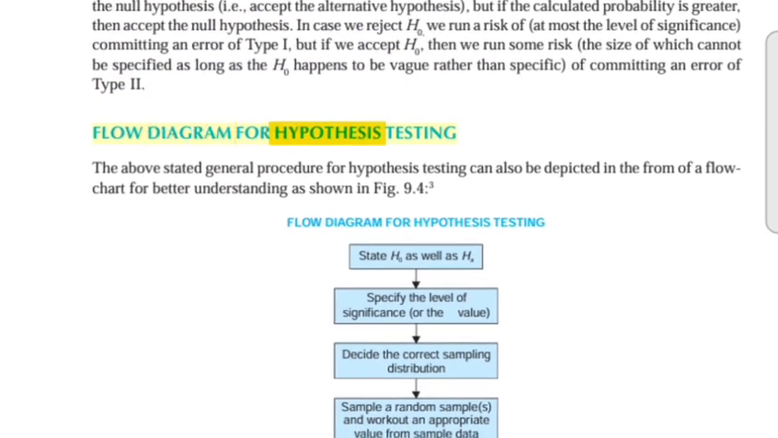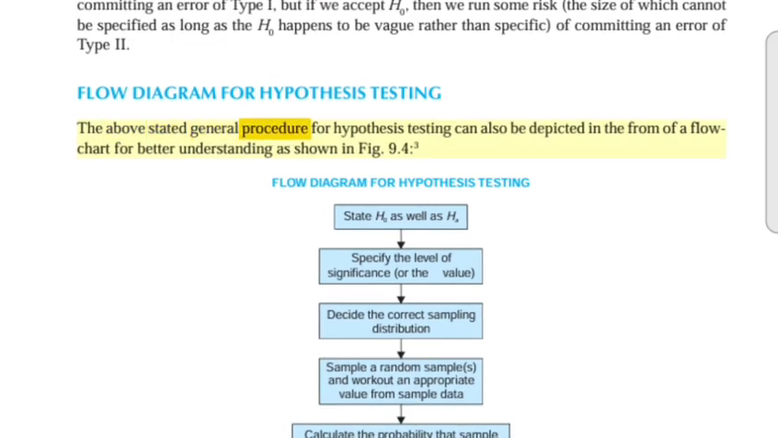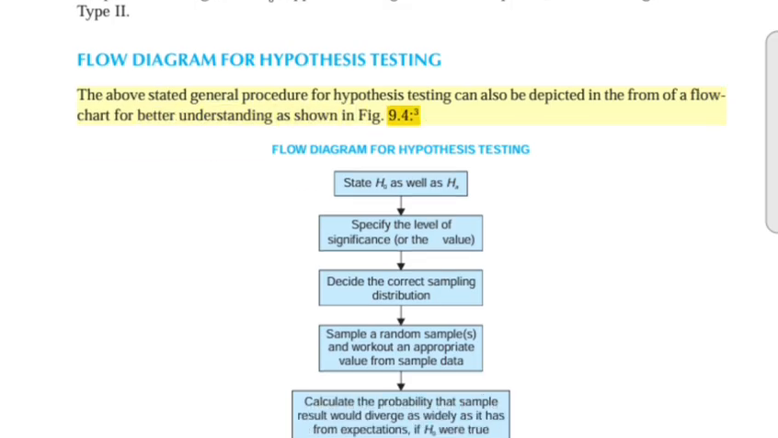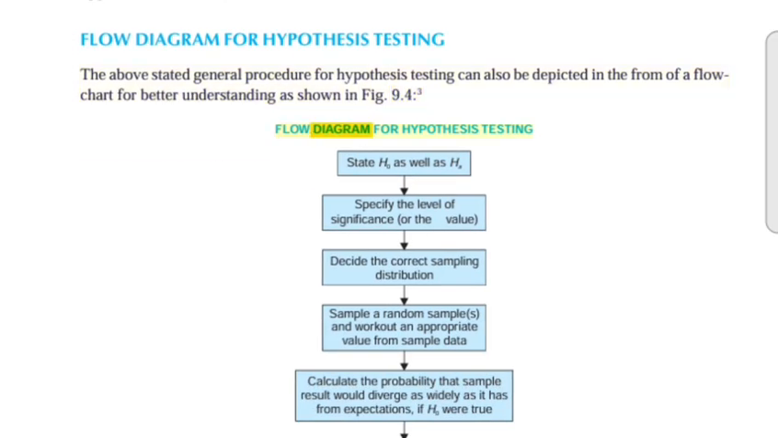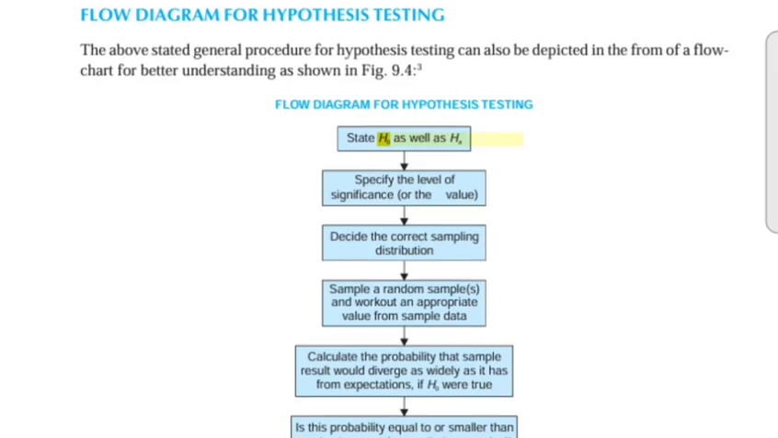Flow diagram for hypothesis testing. The above stated general procedure for hypothesis testing can also be depicted in the form of a flowchart for better understanding as shown in Fig. 9.4. Flow diagram for hypothesis testing.